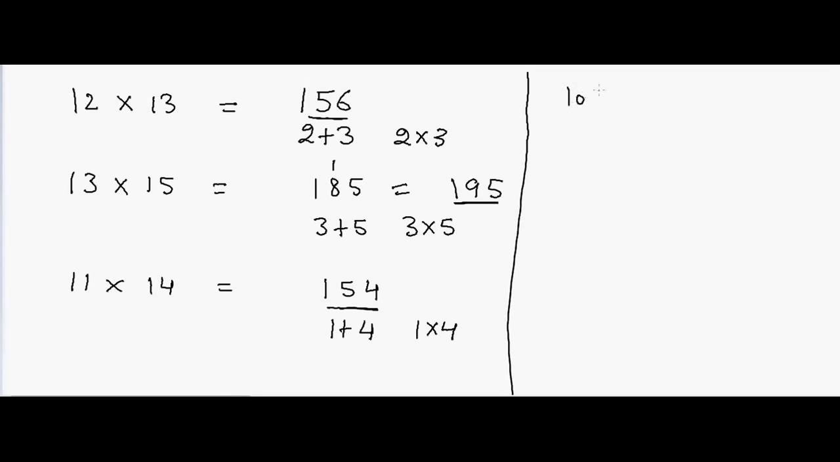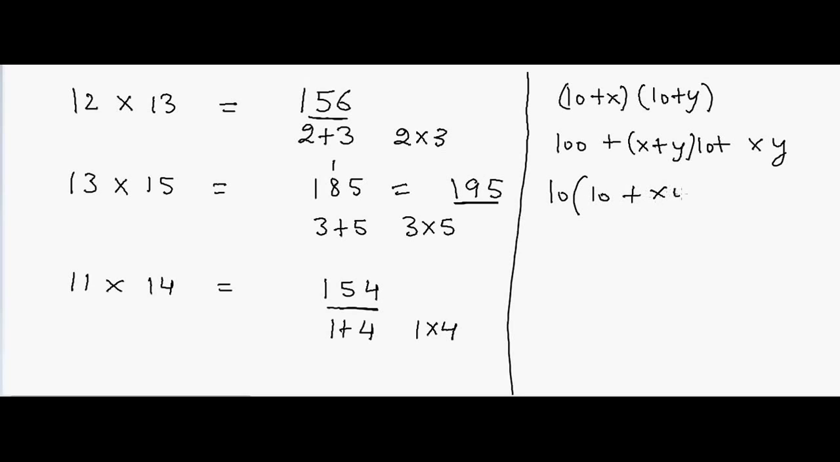If we have 10 plus x and then 10 plus y, so we are taking 10 as a base, and these numbers are close to 10. In that case, if we solve this, it will be equal to 100 plus x plus y plus, so it will be 10 here, and then we have xy. So if we solve this, it will be equal to 10 plus xy plus y plus xy.